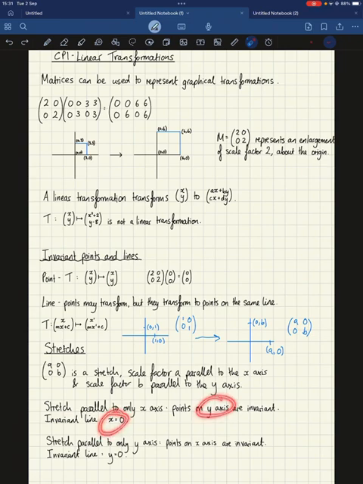And the y-axis is the line x equals 0. So for the a, 0 part, the stretch parallel only to the x-axis, the y-axis is invariant, or the line x equals 0 is invariant. And it's the same for the y-axis. On the y-axis, only points on the y-axis will be stretching. That stays invariant, so the line y equals 0, which is the x-axis, is invariant.